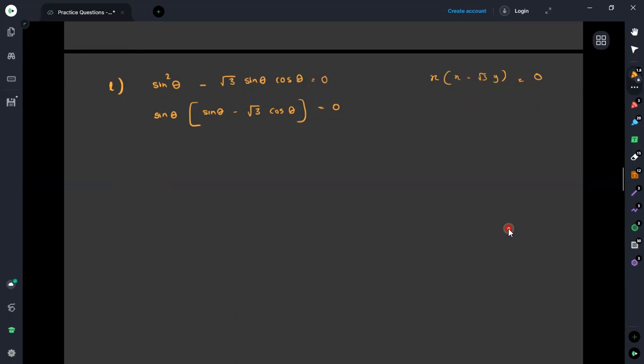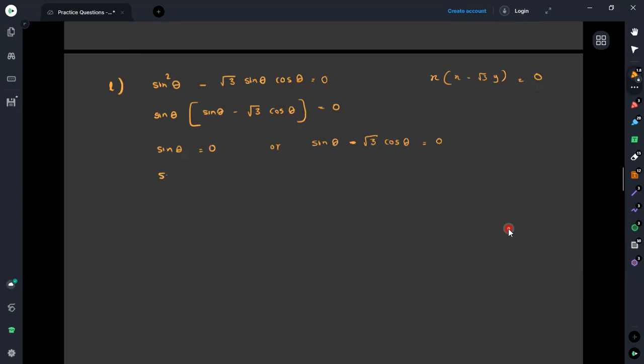Now we can equate each factor to 0. Then sine theta is equal to 0. This gives one solution. Or else we can take the next one, which is the next possible solution: sine theta minus root 3 times cosine theta equals 0. Therefore, these are the two possible solutions. Then we need to find the principal solution for sine theta equals 0, and thereafter, we need to find the principal solution for the next part also.